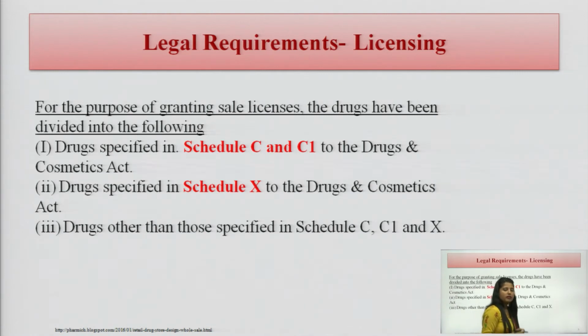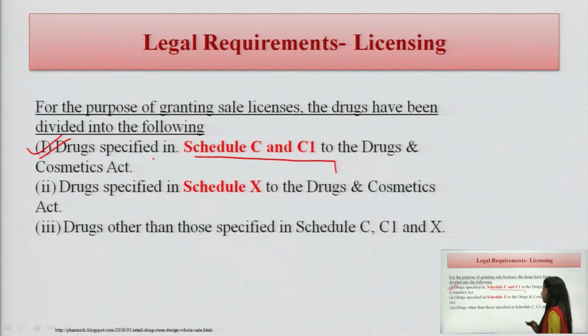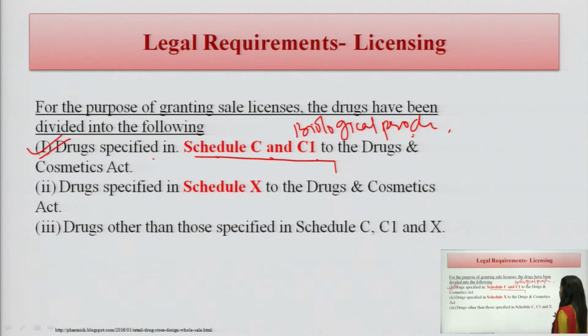Another is the licensing criteria. If anyone wants to open a retail drug store or a wholesale store, of course, they should have the license, and the license is as per the schedule of the drugs they are working with. So, for granting the sale licenses, there are 3 conditions. Drugs specified in schedule C and C1 are the drugs which we call biological products. All the biological products come under schedule C and C1, and every record should be maintained if we are working with them.